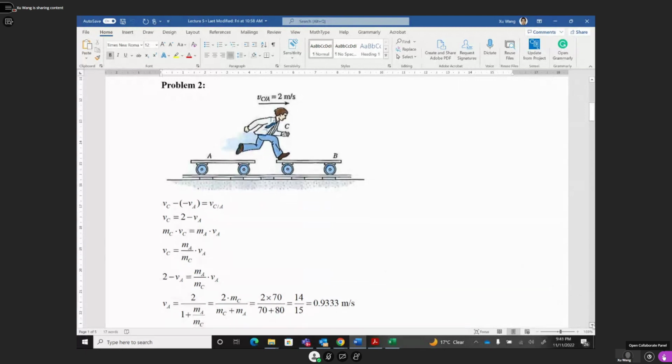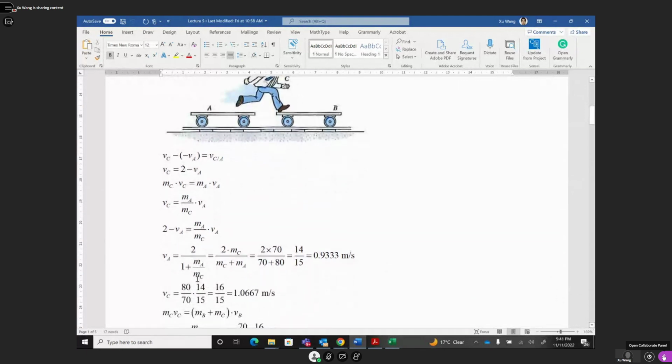so 2 divided by 1 plus M_A over M_C. Multiplying top and bottom by M_C, the numerator becomes 2 M_C, and the denominator becomes M_C plus M_A. We know that M_C is 70, M_A is 80, so 2 times 70 over 150, you can cancel the 0, and you get 14 divided by 15, equal to 0.933 meters per second. Okay, this is V_A.